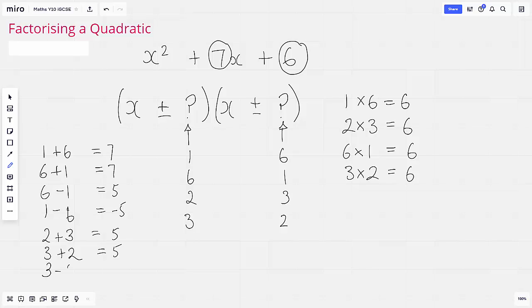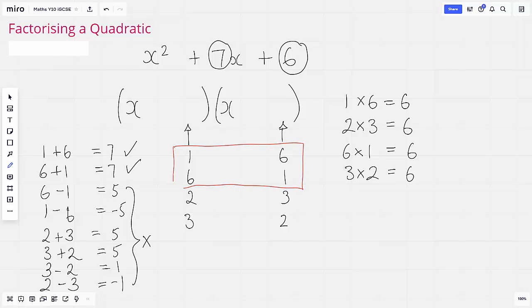3 minus 2 will give me 1. And 2 minus 3 will give me minus 1. I think we can see here that the only combinations that will give me 7 are these two up here. All these others do not support what I'm trying to do. The only combinations therefore I can use are these two here.